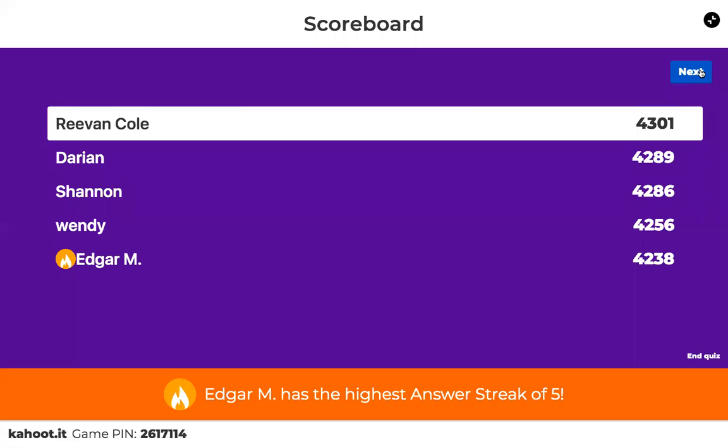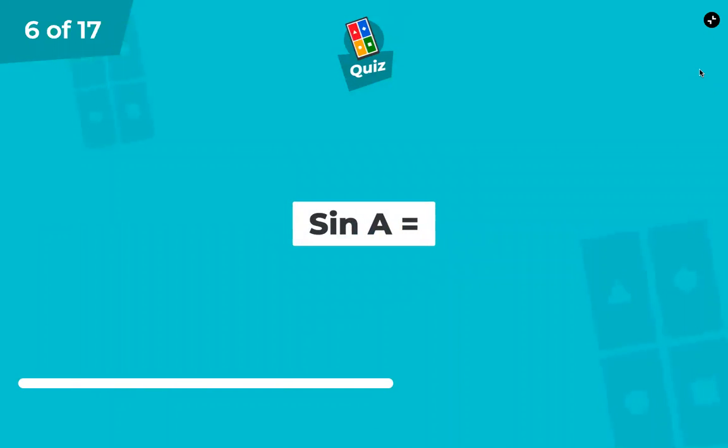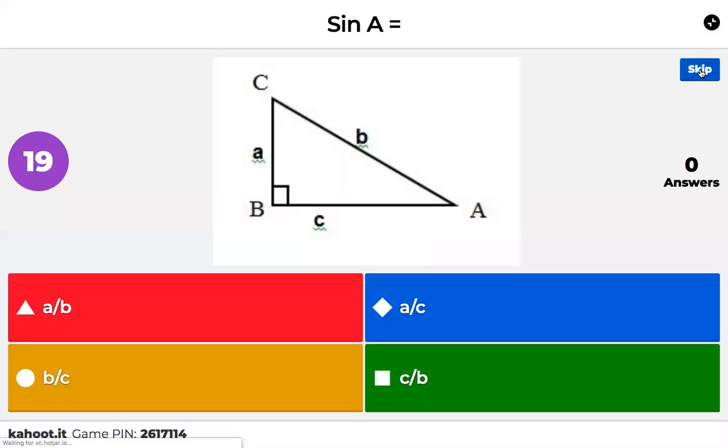All right, we have Raven, Wendy, Darian, so Raven still has first place. Okay, now, trig. What is sine of A now with the same triangle? Remember, opposite over hypotenuse is sine.